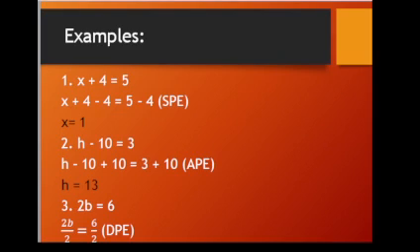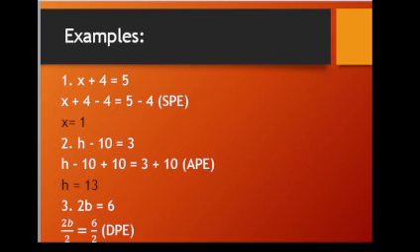Number 2, we have h minus 10 equals 3. Our aim is to find the value of h. So we will apply APE, or addition property of equality. So whatever number we're going to add at the left side of the equation is the same number that we're going to add at the right side of the equation. So we need to add 10 to both sides of the equation.